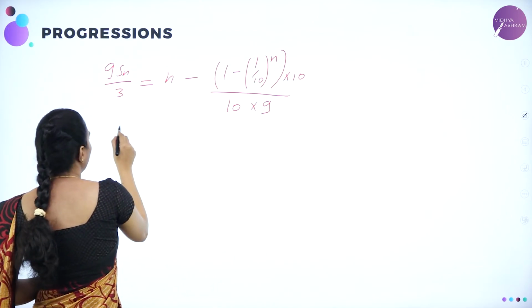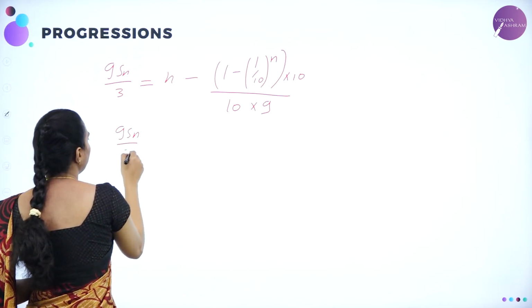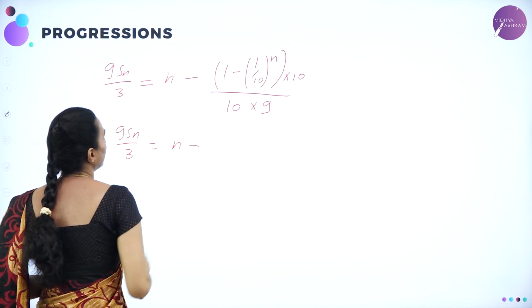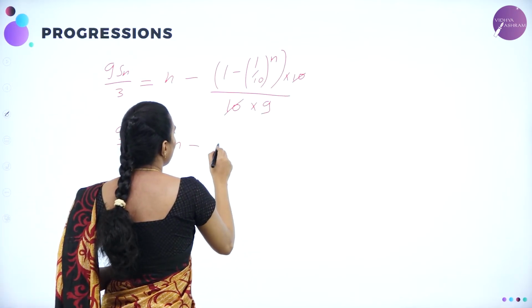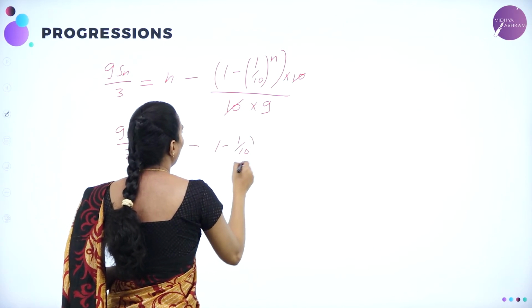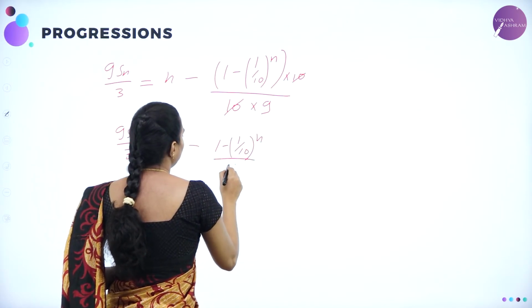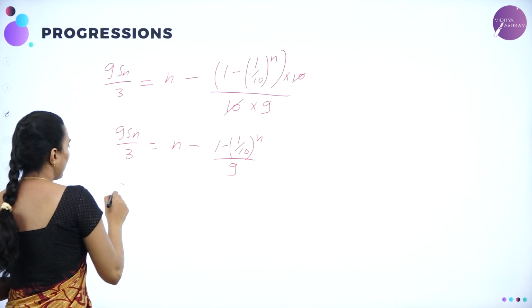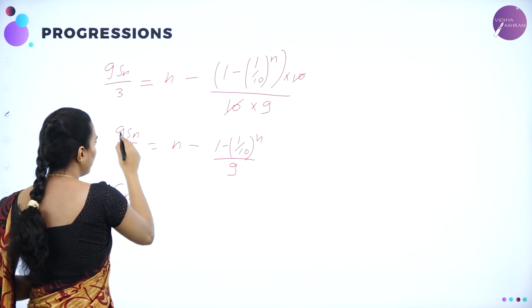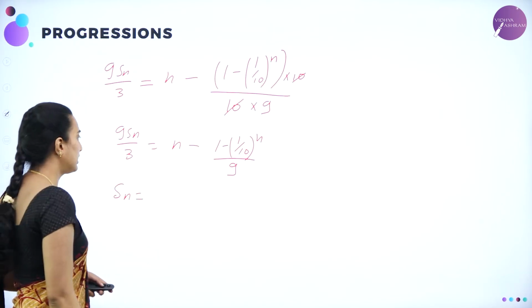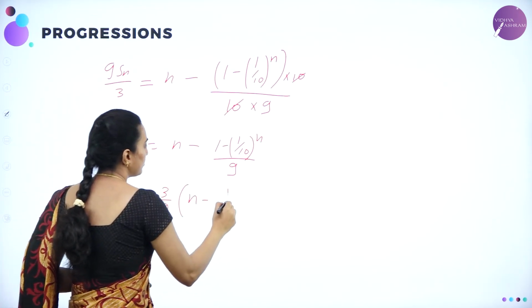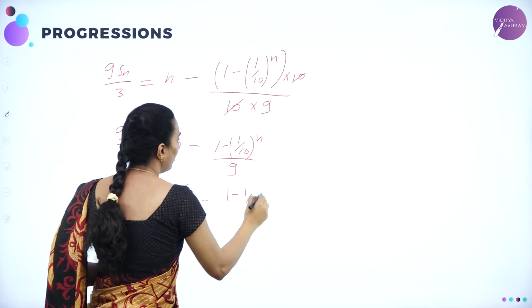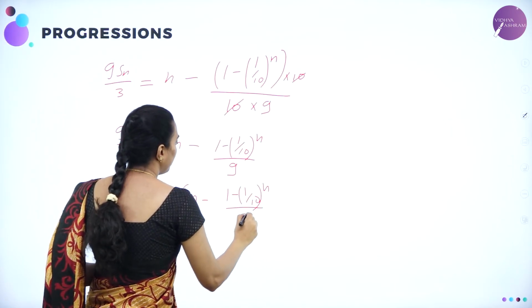So therefore, 9Sn divided by 3 is equal to n minus, the 10 will go, therefore n minus (1 minus (1 by 10) whole to the power of n) divided by 9. Otherwise, you can write Sn is equal to, if 9 by 3 goes to that side, it will become 3 by 9 into (n minus (1 minus (1 by 10) whole to the power of n) divided by 9).